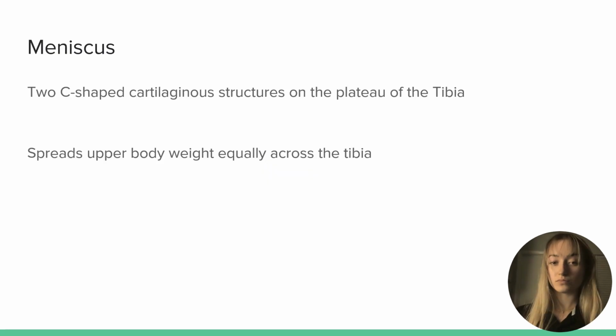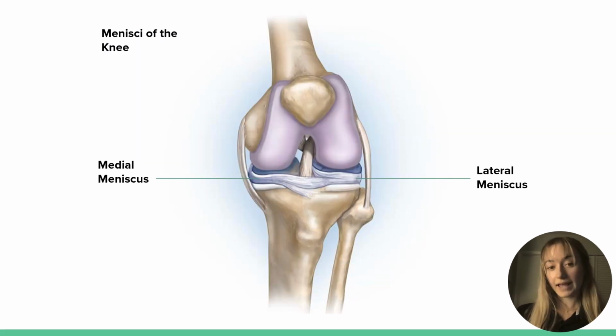So the meniscus are going to be two C-shaped cartilaginous structures that sit on the plateau of the tibia. They spread the upper body weight equally across the tibia so that too much is not in one area. And as you can see, the meniscus sits on top of the tibia plateau.